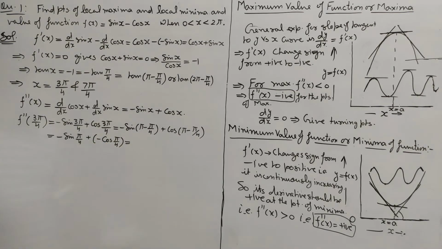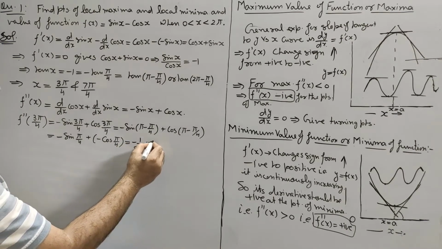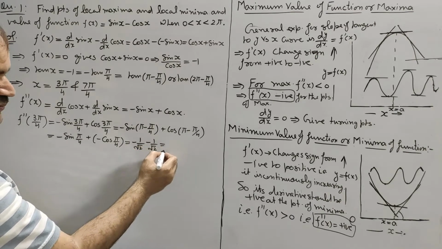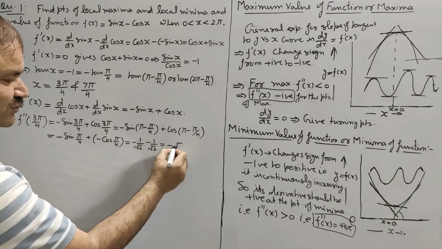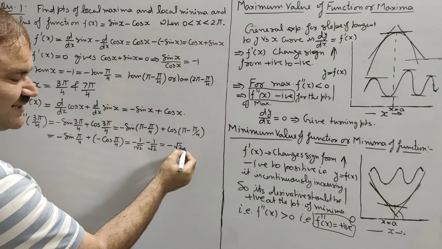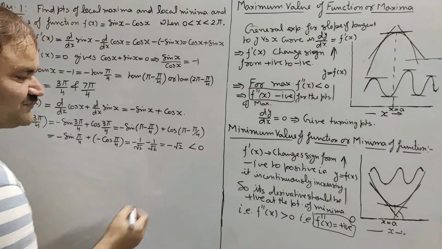Sine pi by 4 means sine 45 degree, and sine 45 degree is 1 by root 2. So minus 1 by root 2 minus 1 by root 2, and this will give you minus 2 by root 2, that is minus root 2. And this shows that f double dash 3 pi by 4 is less than 0. Less than 0 means negative.